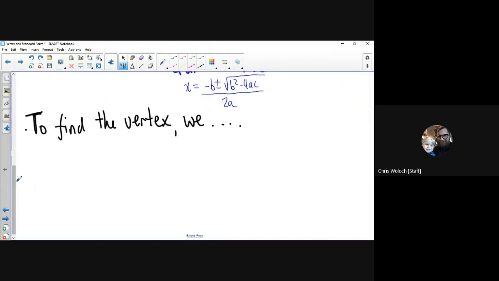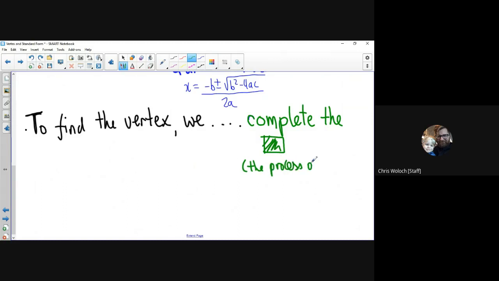Next, to find the vertex, we usually complete the square, okay, which is just the process of changing standard form to vertex form.